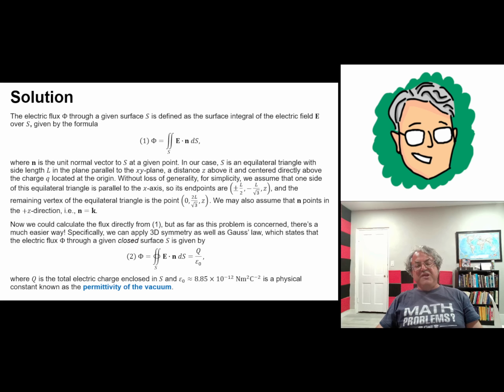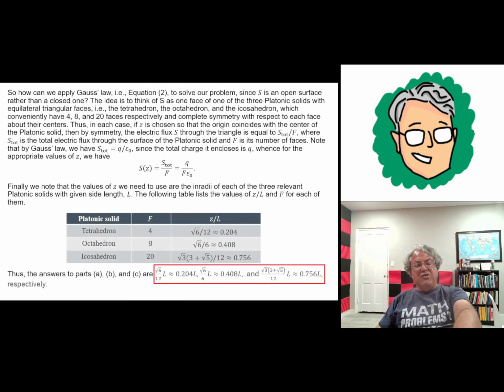And its value, in case you're interested in SI units, is 8.85 times 10 to the minus 12. The units are Newton meter squared per Coulomb squared. Anyway, that's epsilon naught. And now, how do we solve this problem using Gauss's law?